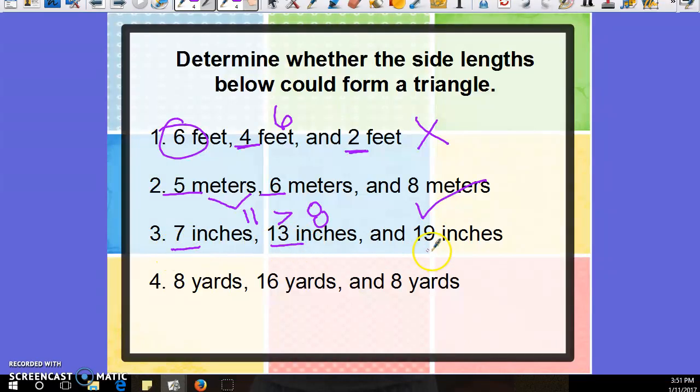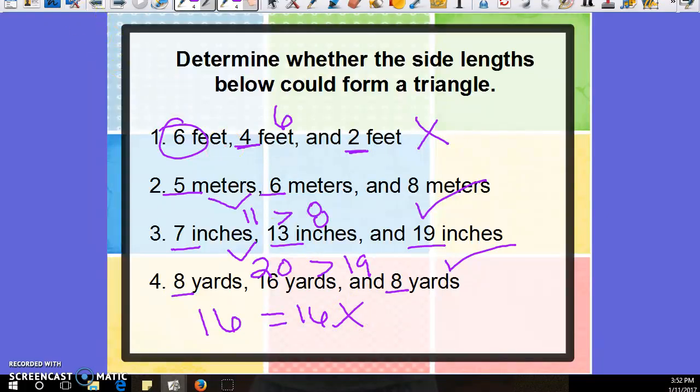7, 13, and 19 inches. 7 and 13 are our shorter sides, which would equal 20, which is greater than 19. It can form a triangle. 8 yards, 16 yards, and 8 yards. 8 and 8 are our shorter sides. If you add this together, that is 16. 16 is equal to 16. That is not a triangle.